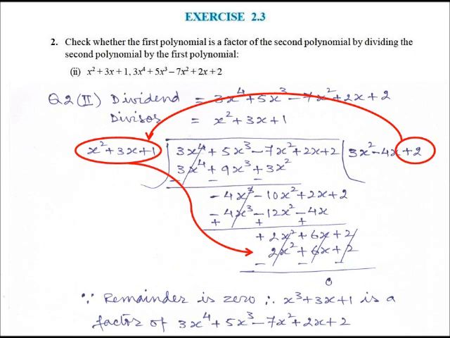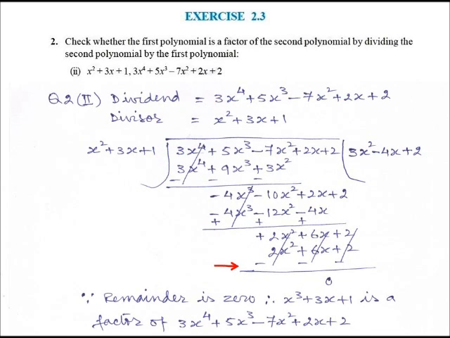Now we will multiply the divisor x square plus 3x plus 1 by the quotient plus 2. So when we multiply x square by 2, we get 2x square, which will be written under plus 2x square, and when we multiply plus 3x by 2, we get 6x, which will be written under 6x, and when we multiply 1 by 2, we get 2, which will be written under plus 2.